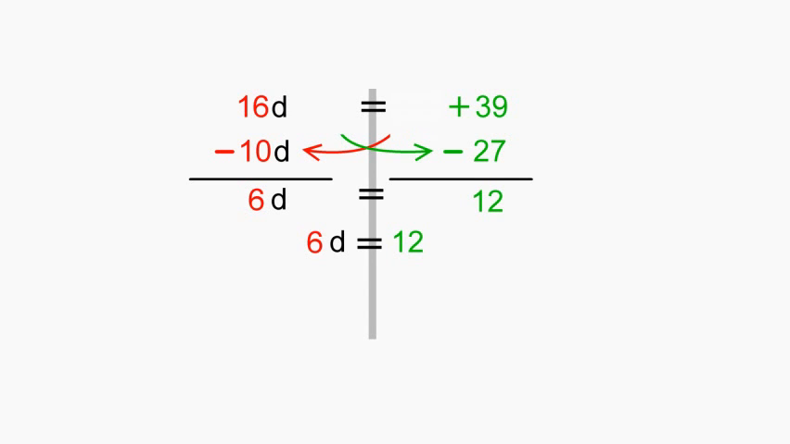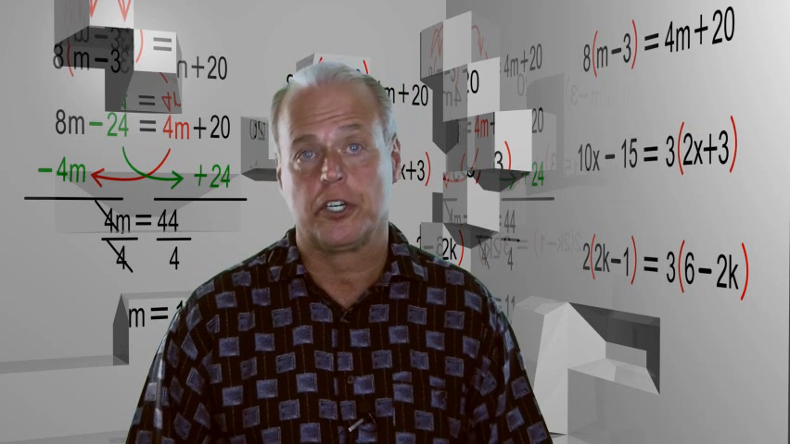I still haven't got the d by itself yet because it's still being multiplied by 6, so I have to divide both sides by 6 to get rid of it. On the left side, the 6's cancel out, leaving just d, and on the right side, 12 divided by 6 is 2. So the number I was looking for that would make the left side equal to the right side is 2. Now let's check it to make sure.